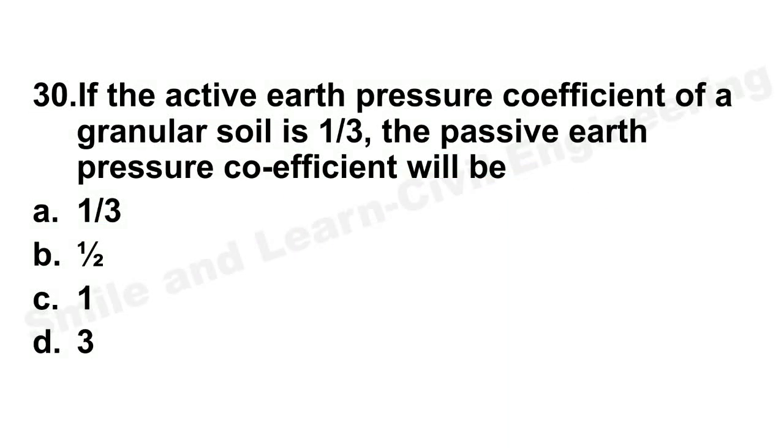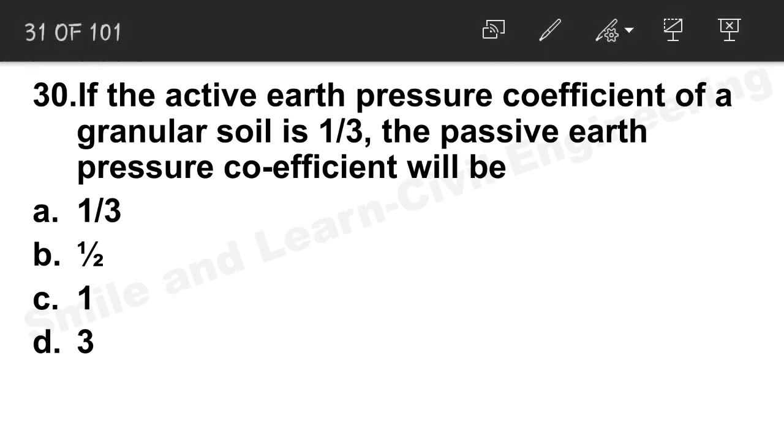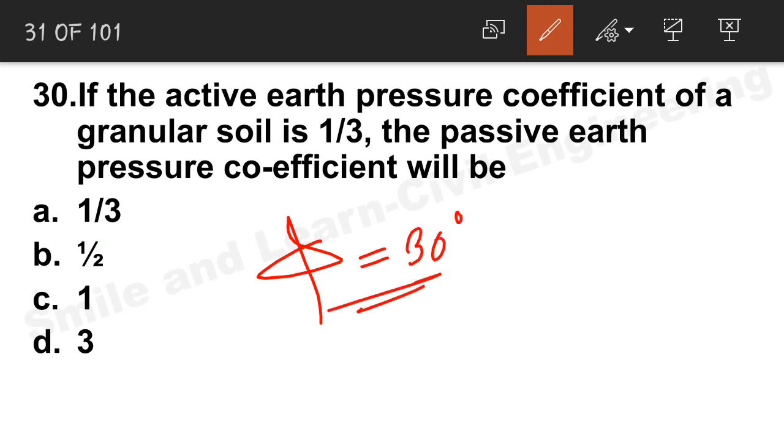Next question, if active earth pressure coefficient of granular soil is 1 by 3, passive earth pressure coefficient? 1 by 3 means you have to find the phi. This is the theoretical approach, but if you remember it, phi will be 30 degree. You just calculate it using the formula. Formula we have discussed just a few questions before. So correct answer will be option D, passive earth pressure.